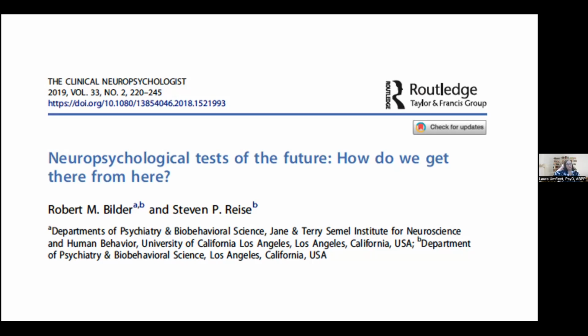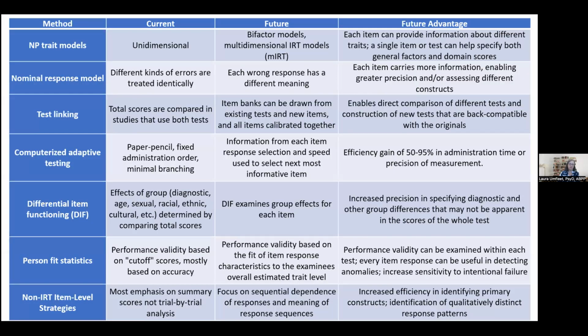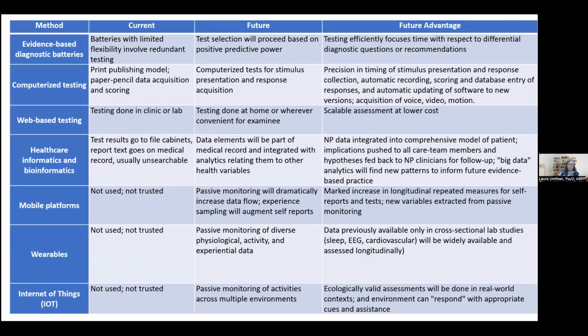Bob Bilder and Steve Reise published this paper a few years ago to start the conversation of how we get from where we have been stuck for so many years to the future. In that manuscript, you can see the current practices of what we've been doing for decades, and then some potential future suggestions for what we could do and how that could put us at an advantage. It also talks about wearables, mobile platforms, Internet of Things, healthcare informatics, and bioinformatics. We've got to start thinking about all of these mechanisms that can really help launch us, make us better, and help our patients even more.